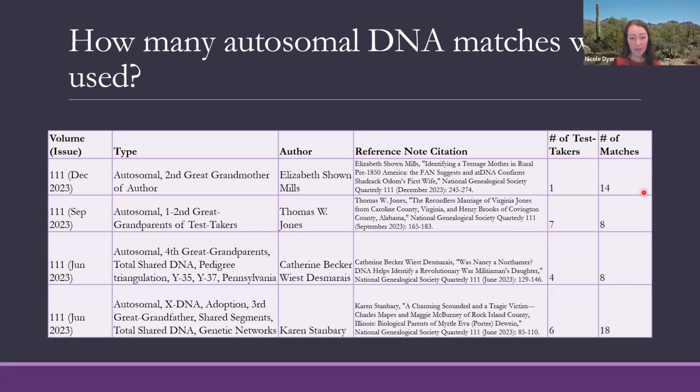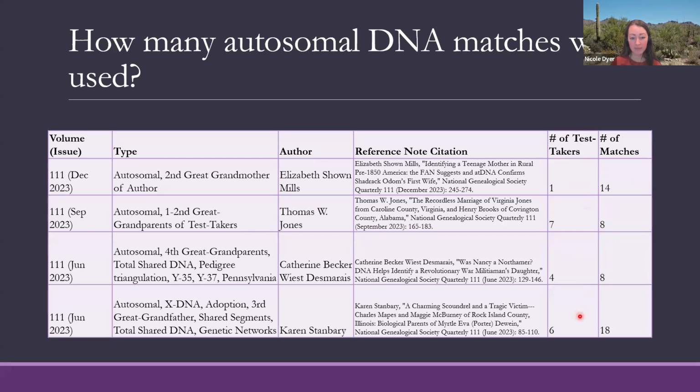Then in Tom Jones' article, he had 7 descendants of Virginia Jones that he compared against 8 matches that were from the hypothesized siblings of Virginia. And then in Catherine Damaris's article about the Northamers, she had 4 test takers who descended from Nancy and 8 matches who were from the Northamers. So that helped her prove her case, which had really kind of weak documentary evidence. So the DNA evidence was really needed in her case. And the same with all of these, actually, they really needed the DNA evidence.